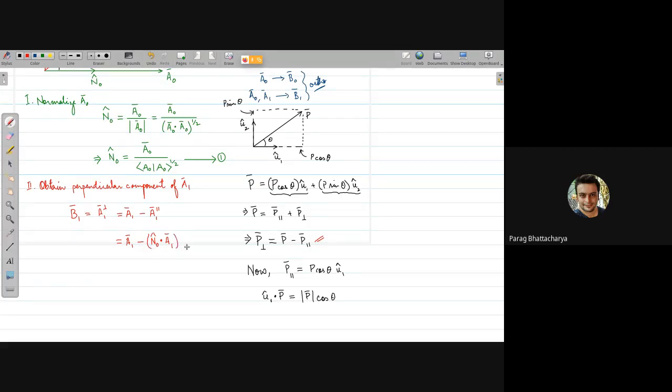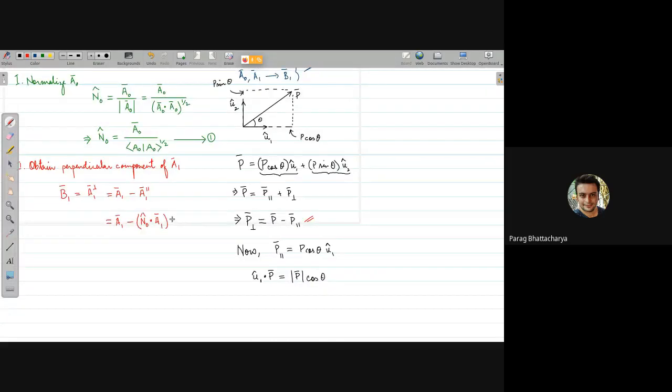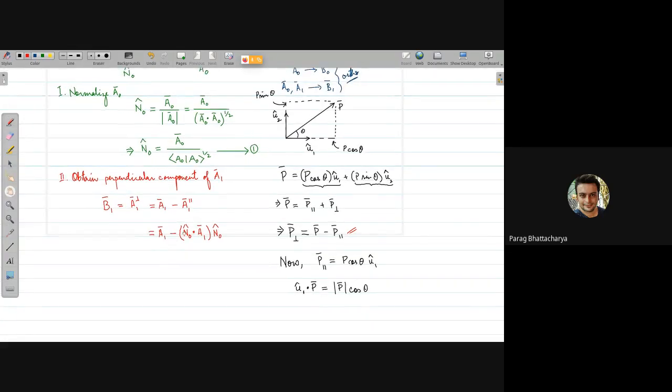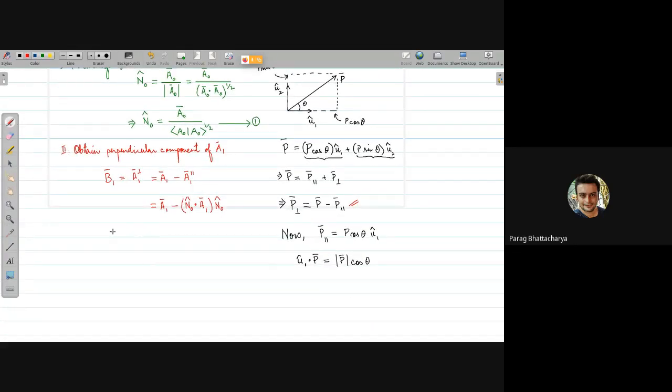n naught cap dot a1. Okay, so this is going to be your p cos theta, and into u1. So what is u1 again? u1 is your n naught cap. Okay, now let's write this.